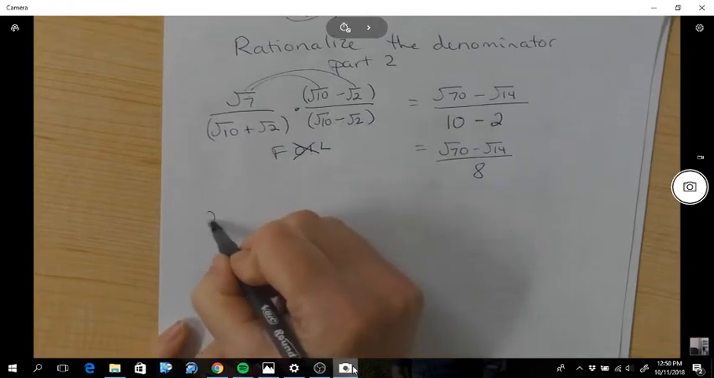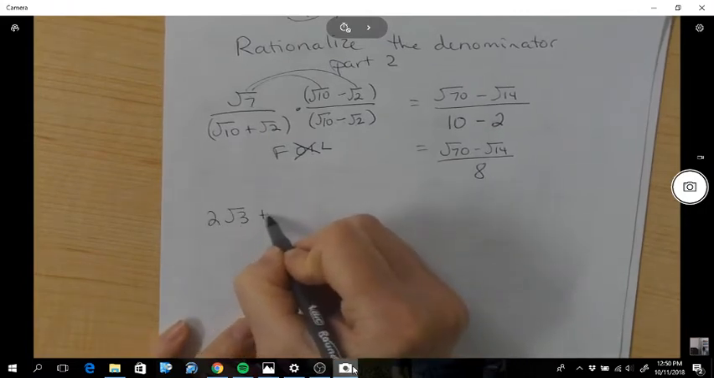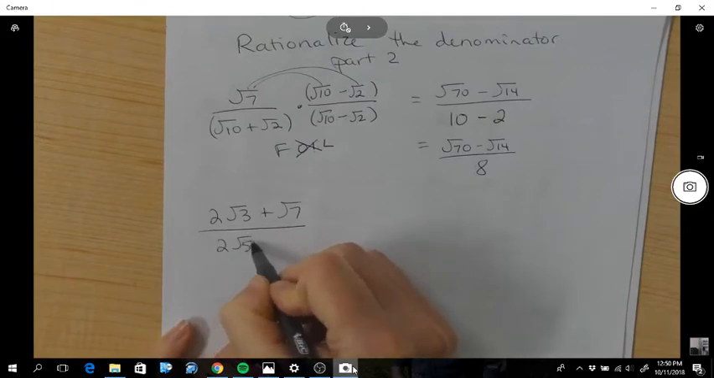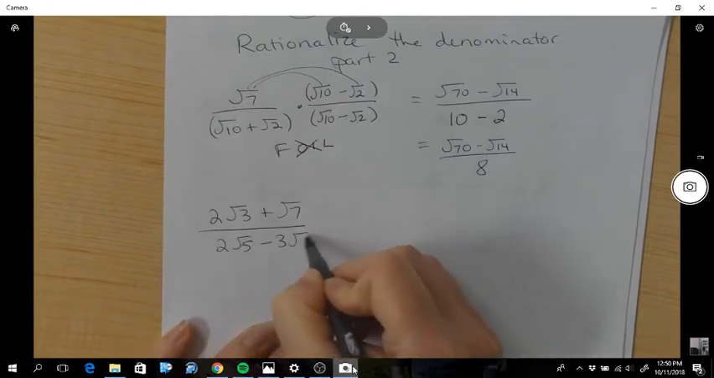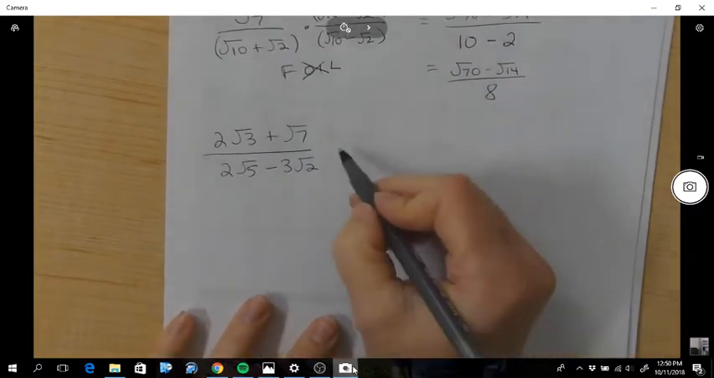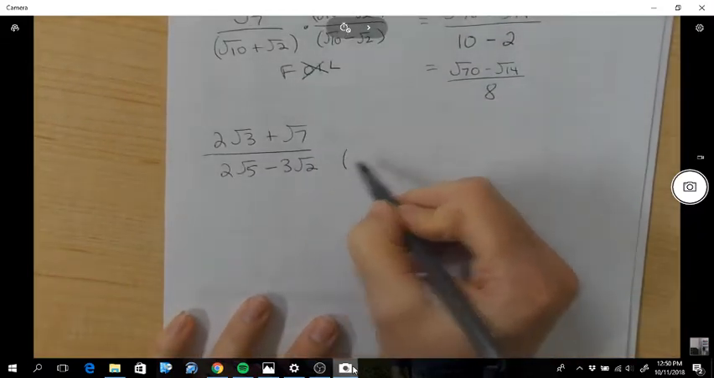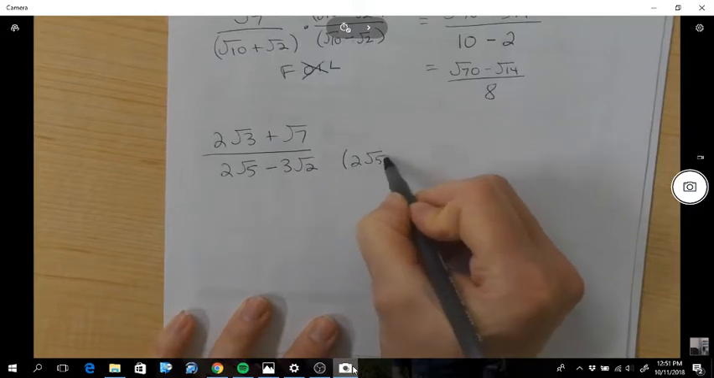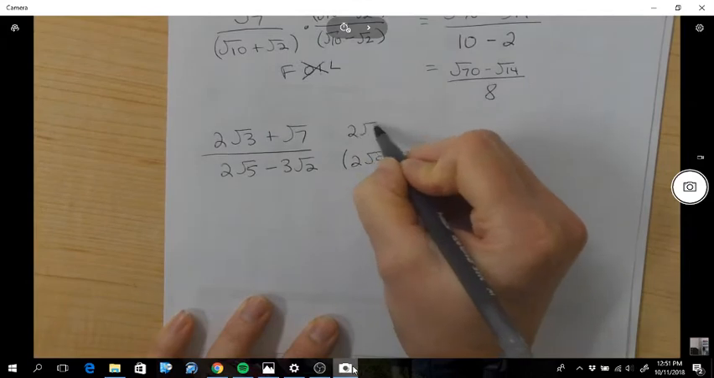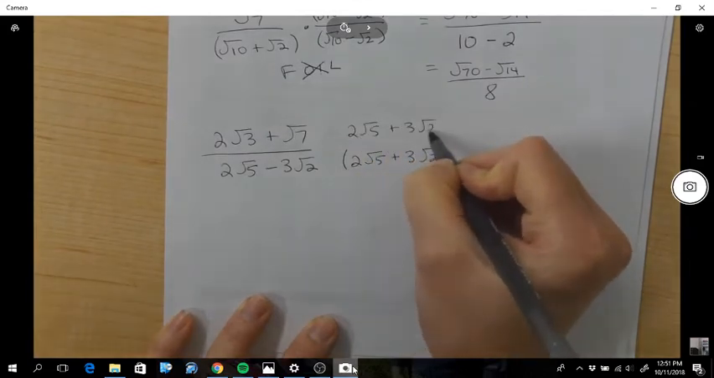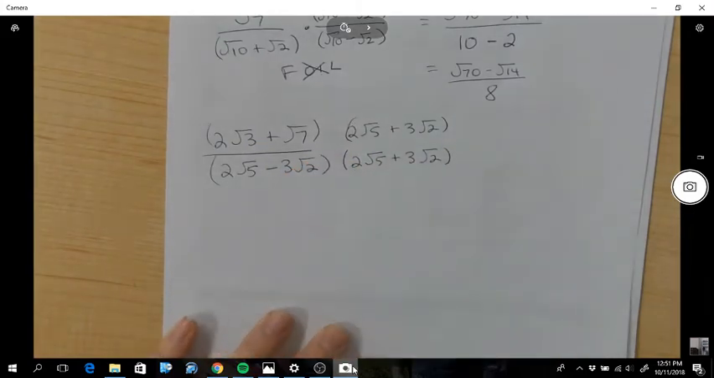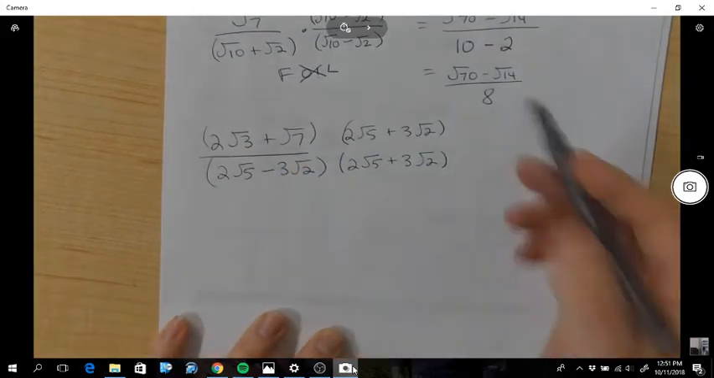Okay, 2 root 3 plus root 7. Let's go 2 root 5 minus 3 root 2. Okay, so now I'm going to multiply by a conjugate, so that's 2 root 5 plus 3 root 2. Okay, since these are both binomials, I have to do a whole FOIL system.